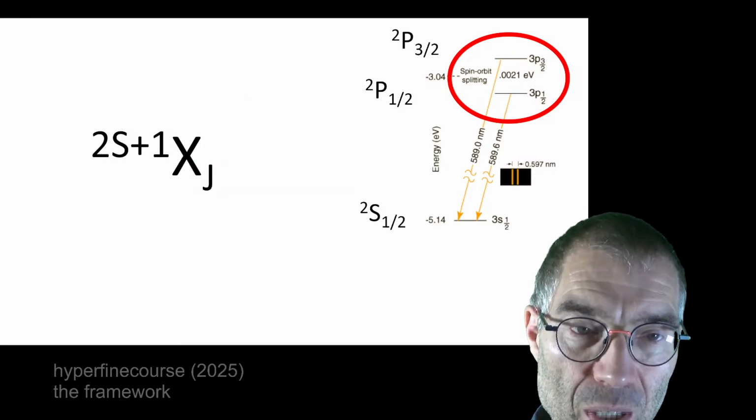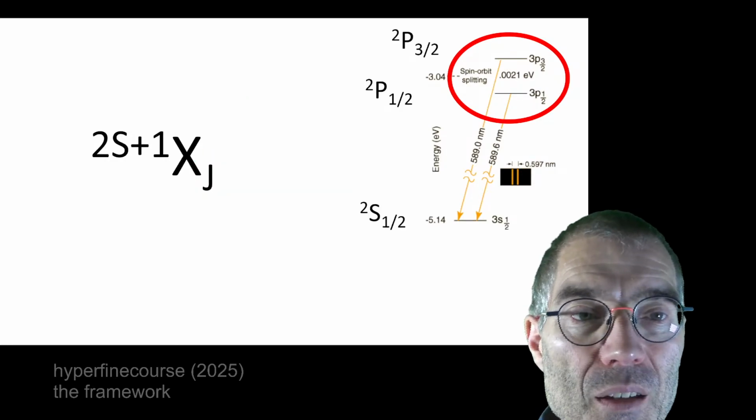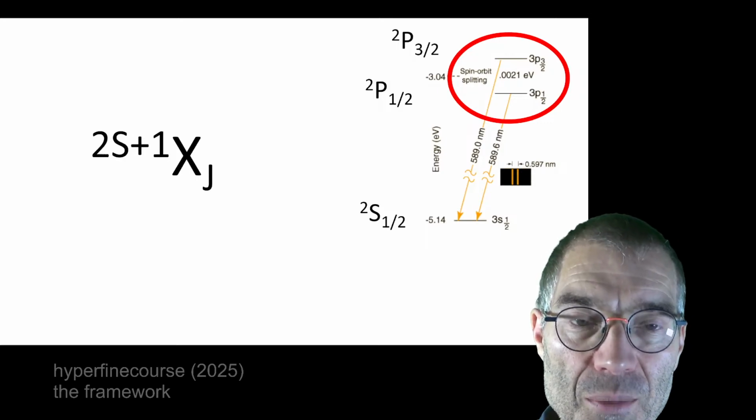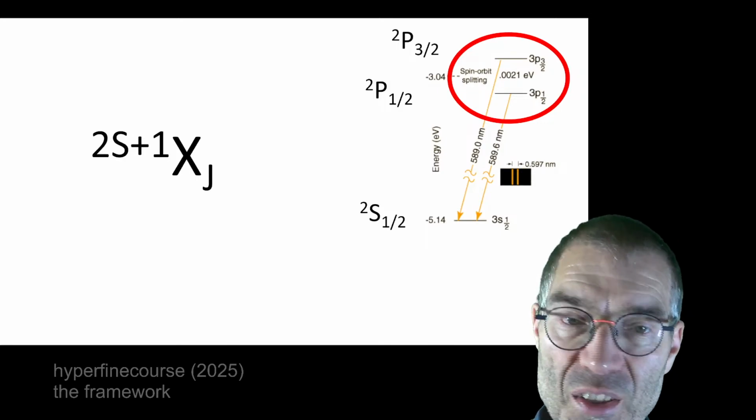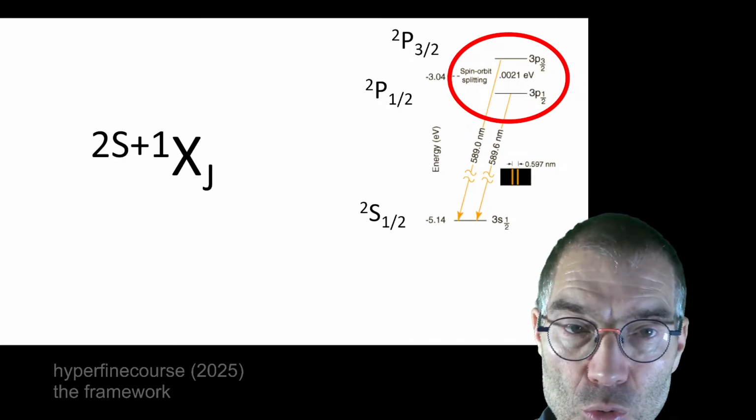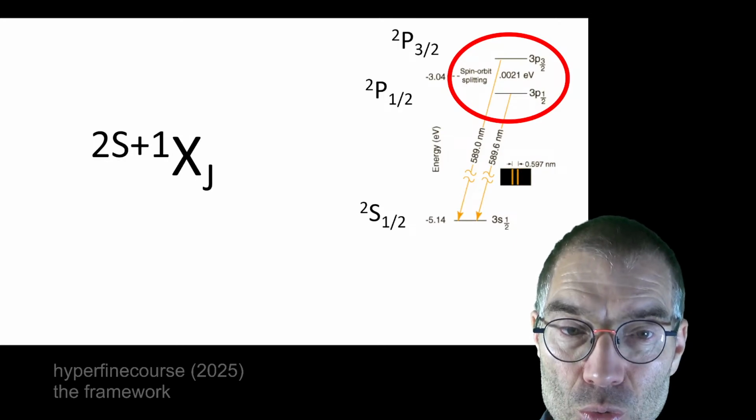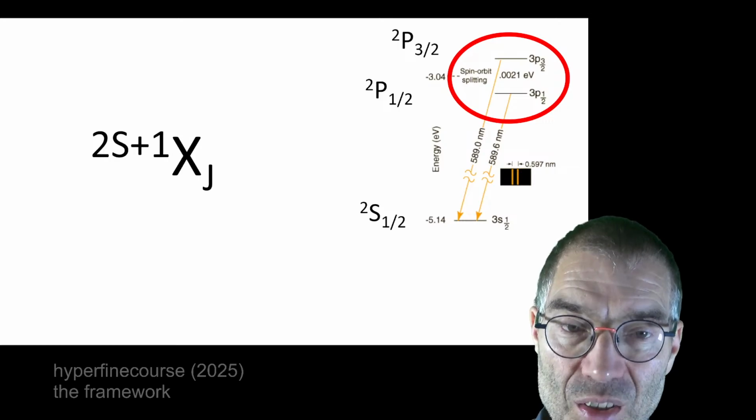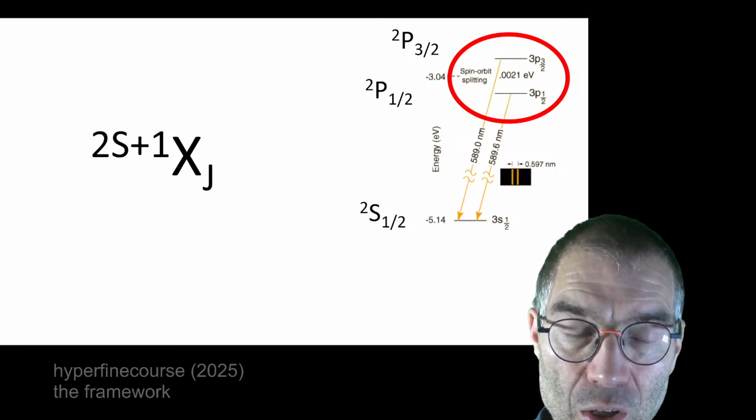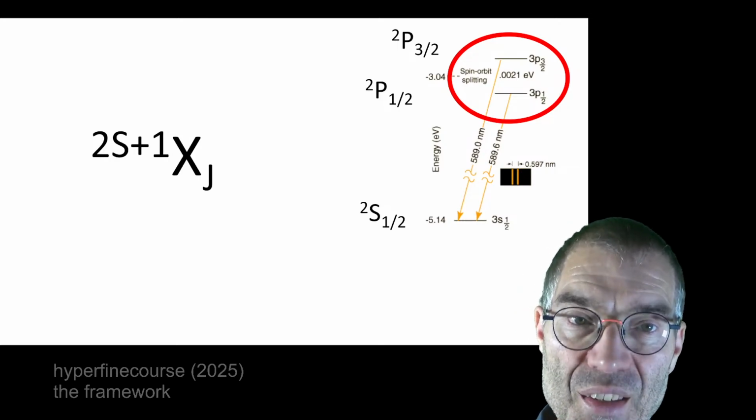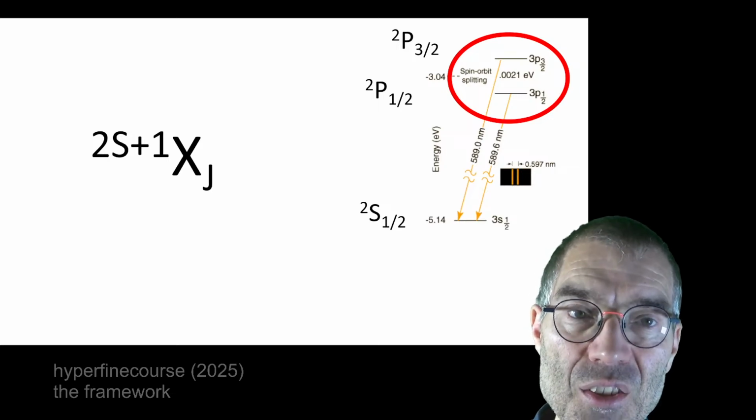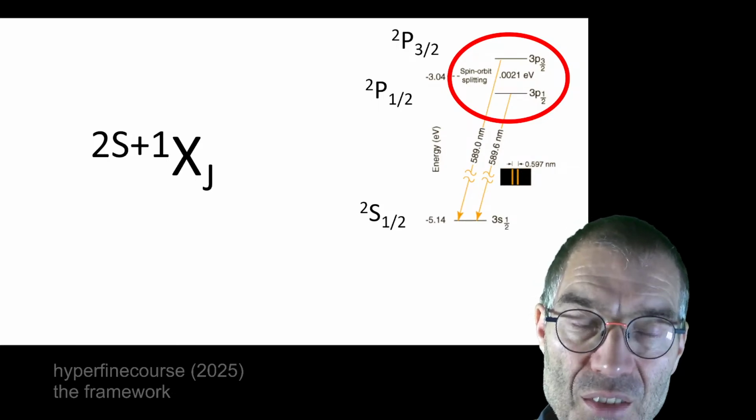Well, if you apply this to our sodium atom, then I said the 2S plus 1 will always be 2. That you see indeed for all of these three levels, that's 2. In the ground state, our total L was 0, so that's a capital S. In the excited state, the total L is 1, that's a capital P.